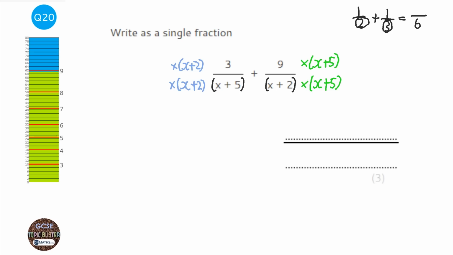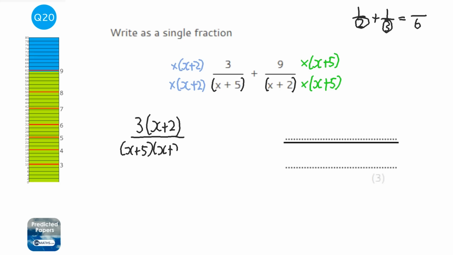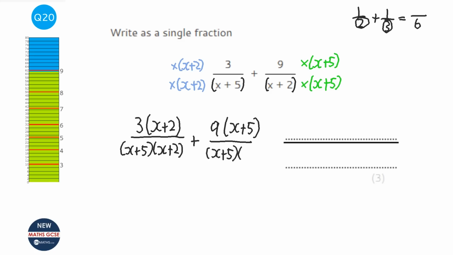Okay, so when I do that, I've got 3 times x plus 2 at the top, and then I've got x plus 5, x plus 2, plus 9 times x plus 5 over x plus 5, x plus 2. Now I'll write x plus 5 first, just so it looks the same. Okay, now we can just add the tops now. So I can just add the tops together, and the bottom is the same, so I'll just write it once.